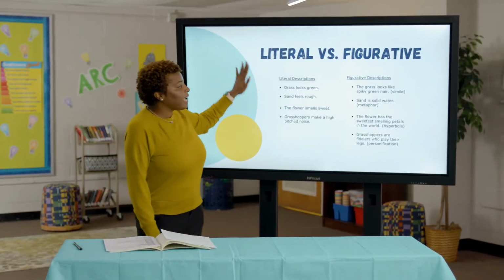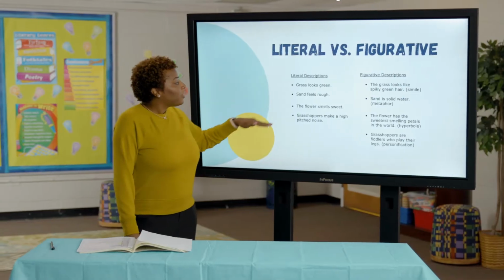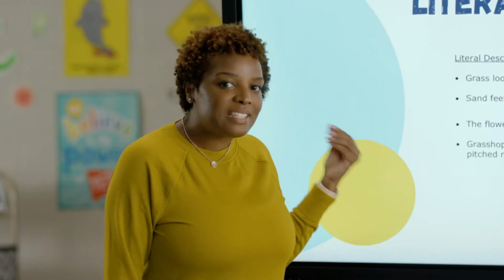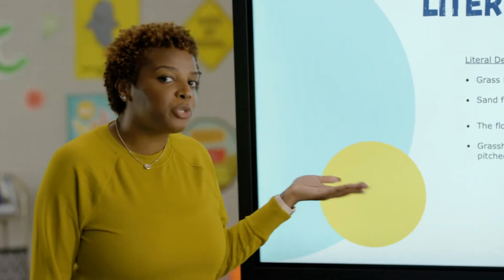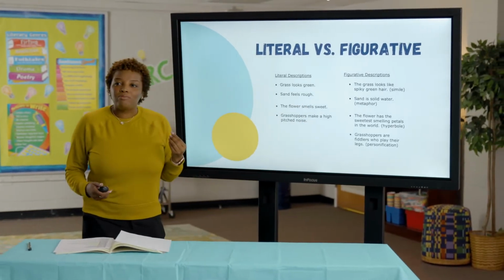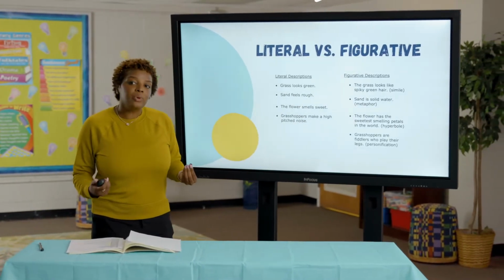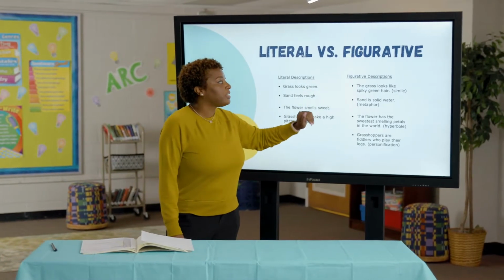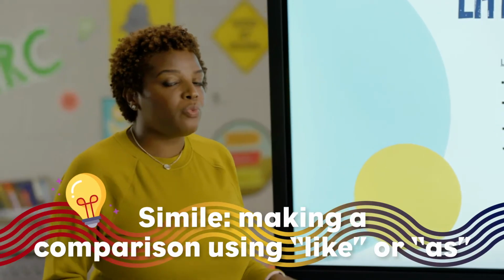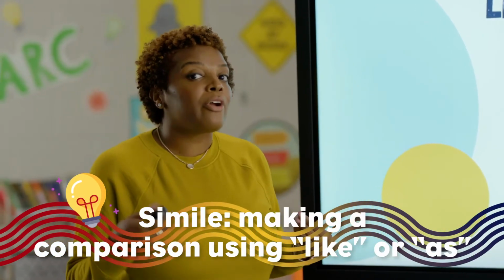So before we engage with our text today, I want to go through and provide you some examples of the literal descriptions versus the figurative descriptions. So, the grass looks green. That's exactly what the author wants to communicate in this particular situation. On the other hand, if we add a little bit more colorful language or engaging language, when you look at the figurative description, it says the grass looks like spiky green hair. That's a simile because we're making a comparison using like or as.